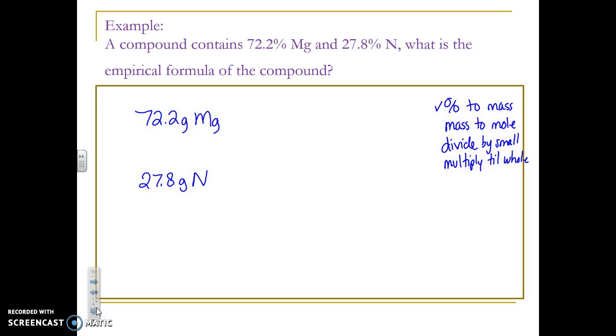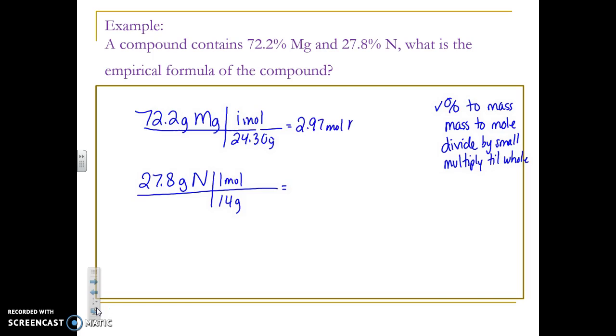The second step says mass to mole. We know that to change grams to moles, we're going to use the molar mass. So we look up the molar mass of magnesium on the periodic table. We see that it is 24.30 grams per mole. Nitrogen is 14 grams per mole. Okay, so when we do the math, 72.2 divided by 24.30, we get 2.97 moles of magnesium. 27.8 divided by 14 is 1.99 moles of nitrogen.